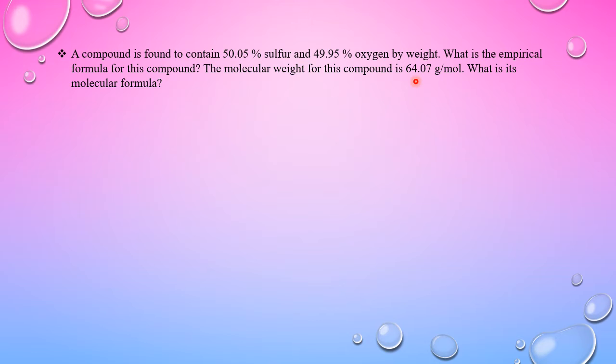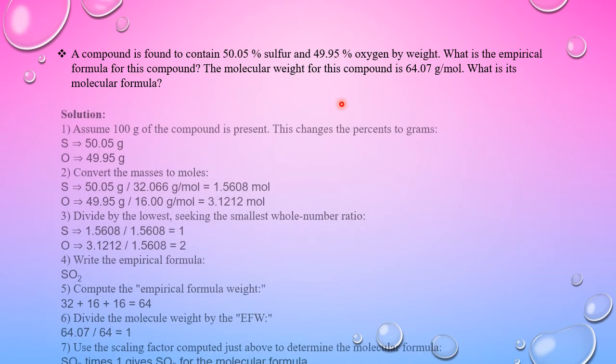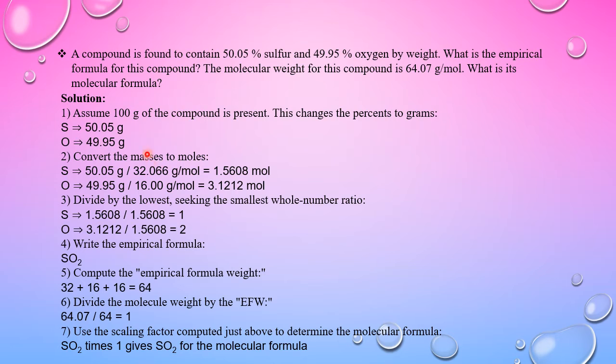So what we are going to do is, first we are going to write down the percentage and then we will convert this percentage into given mass, and after that we will convert into the moles. So let's look into the solution. Here comes your solution. Now as the values are given in percentage, and we have the molecular weight, we need to calculate the molecular formula.